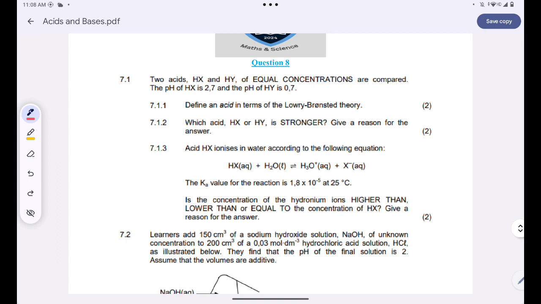Second question, which acid HX or HY is stronger? Give a reason for the answer. HY is stronger than acid HX. Why am I saying that? Because the pH of acid HY is lesser than the pH of acid HX rather. So that's why acid HY is stronger. So HY is stronger. Here, proton donor.